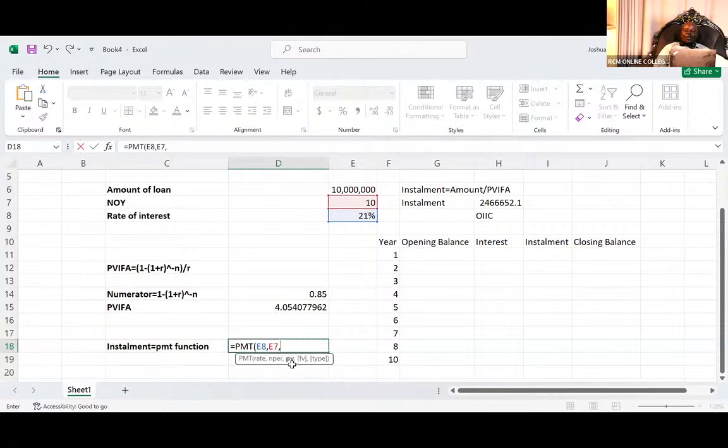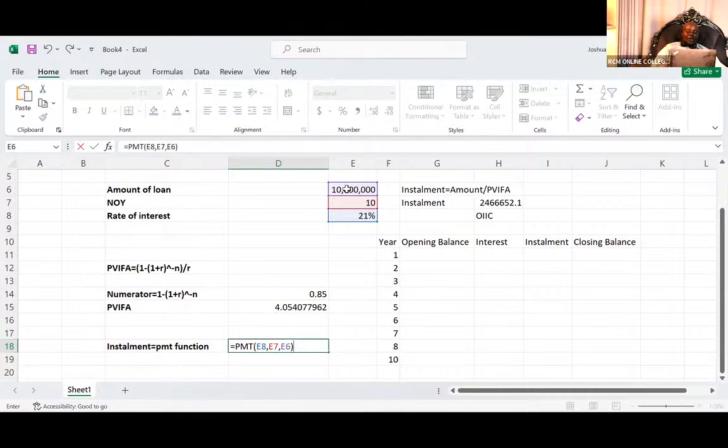Present value is the amount that I'm borrowing today. How much am I borrowing today? 10 million. Now, I can close brackets. I don't want the others in square brackets. But if I say enter the way it is, I will get a negative answer. And yet I want a positive answer.